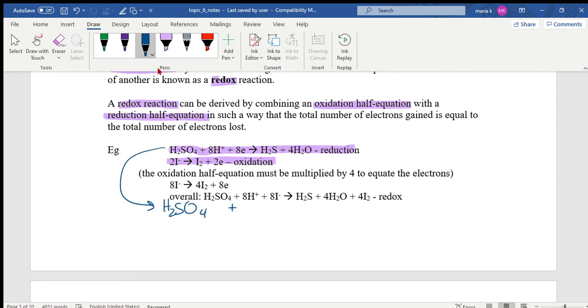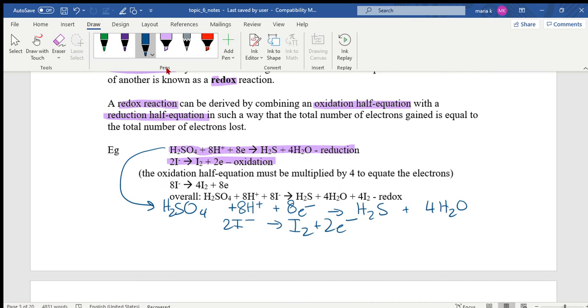H2SO4 plus 8H plus 8 electrons becomes hydrogen sulfide plus 4 H2O. Also in the oxidation we have 2 I minus becomes iodine plus 2 electrons. So let us try and insert it straight away into there.